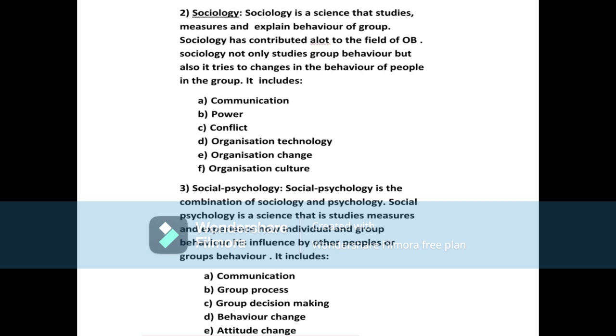Next one is social psychology. Social psychology is the combination of sociology and psychology. Social psychology is a science that studies, measures, and explains how individual and group behavior is influenced by other people's or group behavior. Here, individual or group both will be influenced by the organization and the environment, and at the same time they are influenced and they will influence. Both sides will be seen in individual and group.